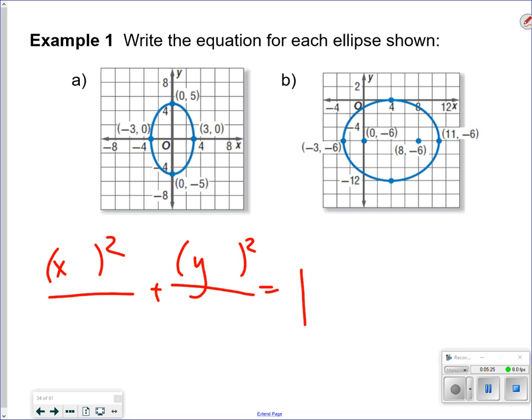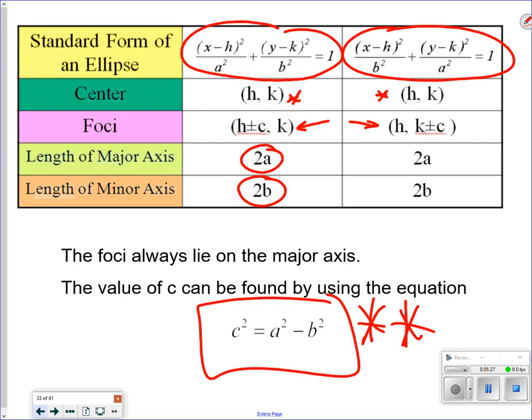Ultimately, the center, and I probably should have gone back in the previous one, notice the center is very much like the circle. X minus h and y minus k, so the x value of the center and the y value of the center. And then under x is the a value, under y is the b value, and notice both of them equal 1.